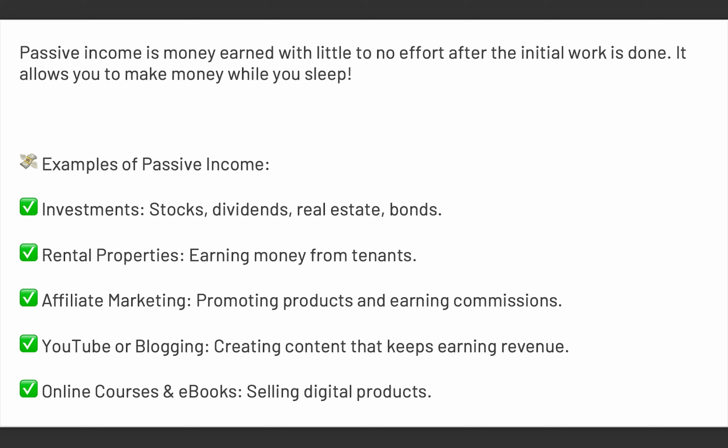Now, what are some examples of passive income? The first one will be investment. So you have investments in stocks, dividends, real estate, and bonds. So if you invest your money in all of these assets, your money will make more money for you without any additional effort from you or without you working. Now, that's the first one. The second one will be rental properties. So you can buy properties and earn money from tenants. You can buy properties, rent them out, and then you get profit in return. So what you just need to do is have money, use that money to buy properties, rent them out, and you start getting passive income for yourself.